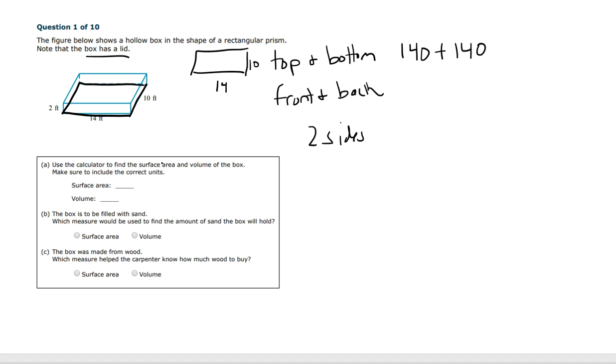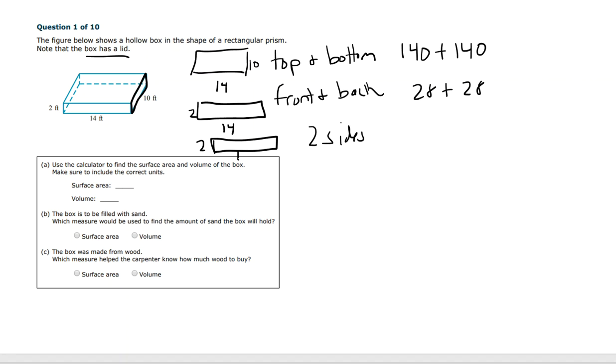There's a top and a bottom. Remember, it says the box has a lid. Okay, front and back. For the front and back, we have this right here, 2 by 14. So we find the area of that, which is 28, and then 28 twice, because there's a front and a back. And then the two sides. Let's find the area of one of the sides. It looks like this is 2 and this is 10. So 2 by 10, which is 20, and there's two of those, so 20 plus 20.